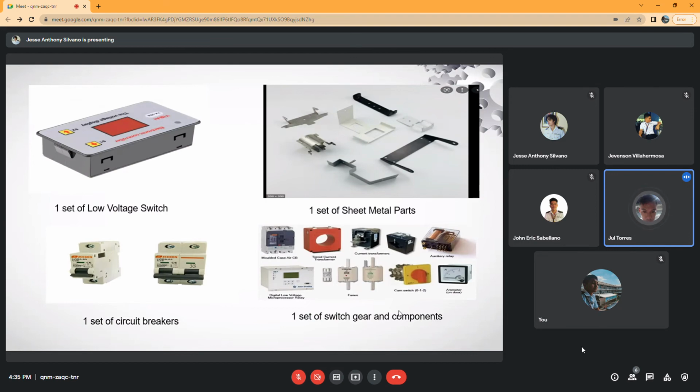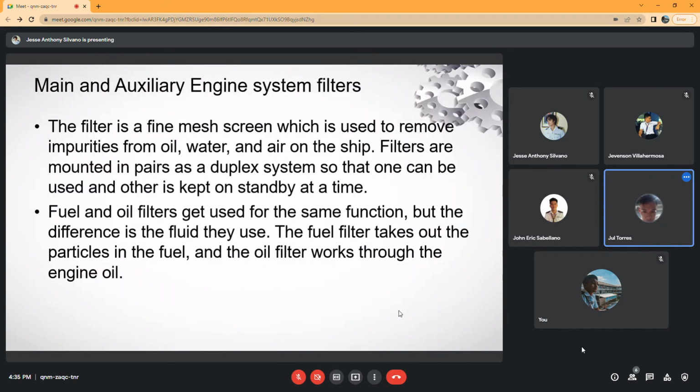Next, main and auxiliary engine system filters. The filter is a fine mesh screen which is used to remove impurities from oil, water, and air on the ship. Filters are mounted in pairs as a duplex system so that one can be used and the other is kept on standby at a time.